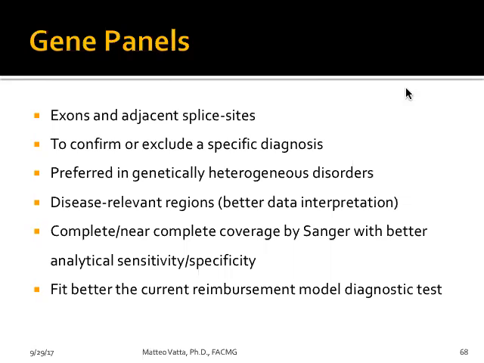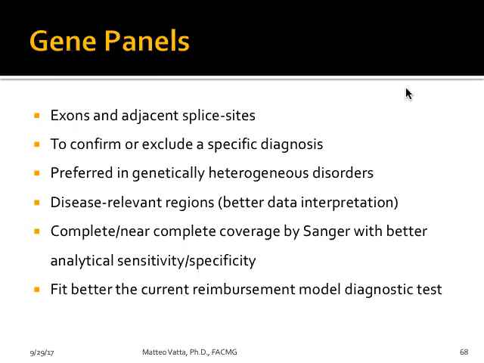Therefore, when there is a patient with an aortic dilation or dissection, the physician will do best to order a panel that has all those genes that can be associated with that trait, that specific phenotype, which can be part of multiple syndromes.